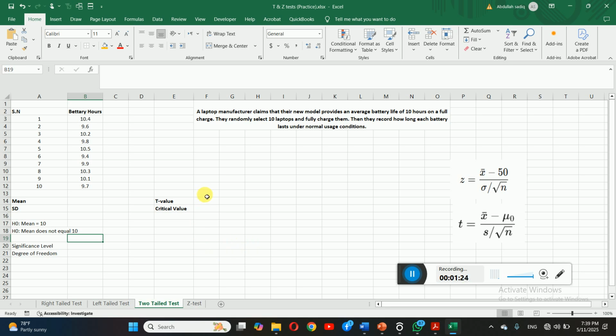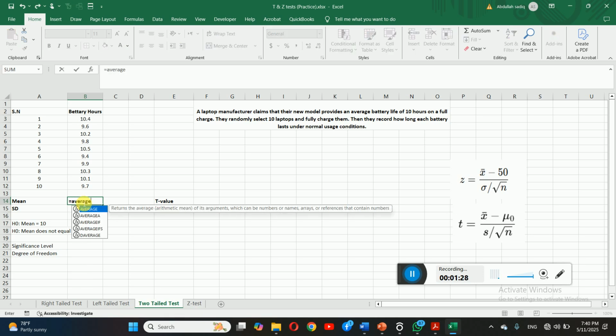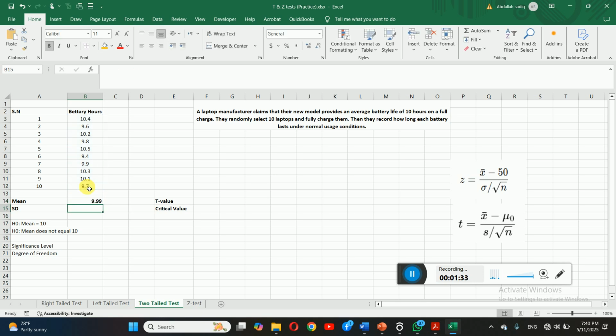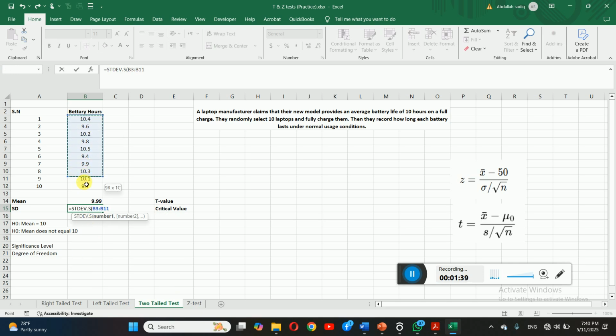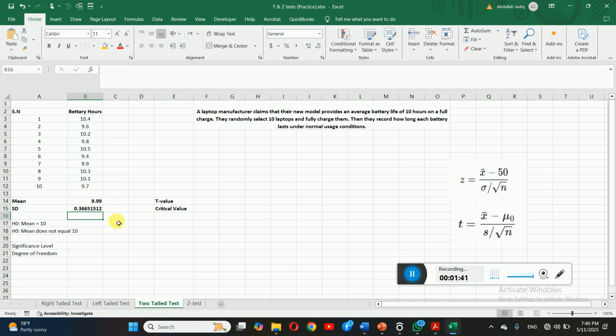So in this situation, dear students, first you should find out the mean value. So equal sign, you should type average and take the average of the battery hours, and we have 9.99. For the standard deviation, not s, just take this function. Okay, we have the standard deviation.